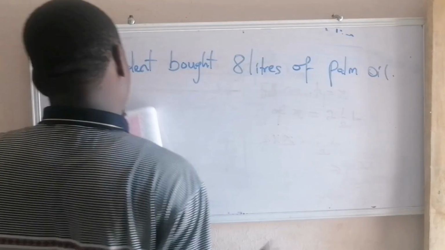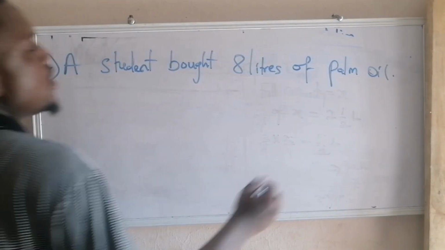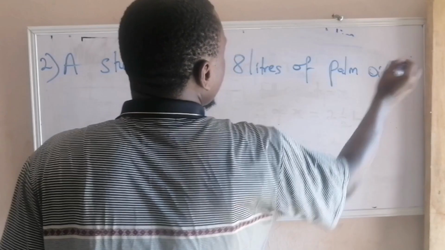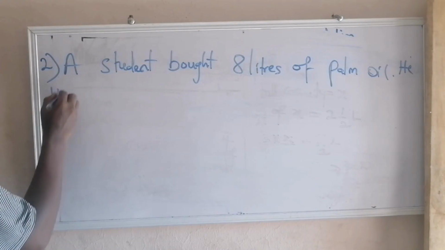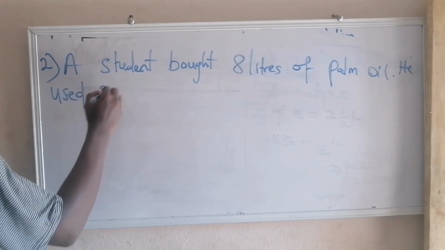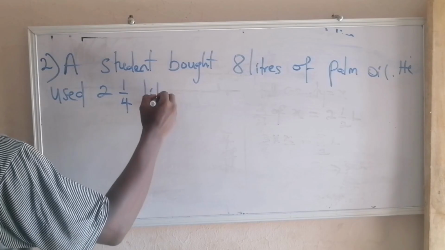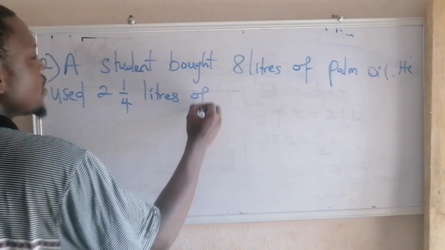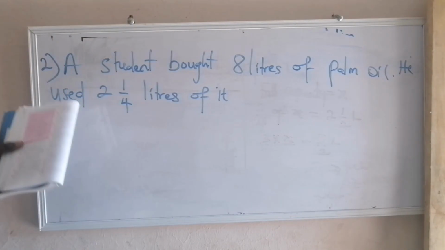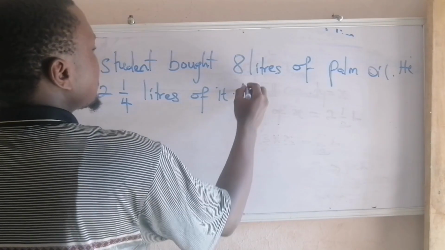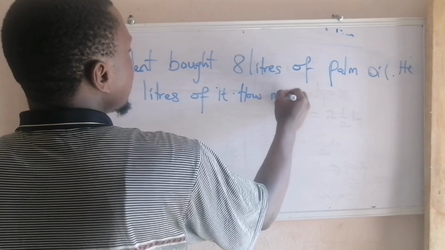He bought 8 liters of palm oil. He used 2 and 1/4 liters of it. How much oil is left? I think this is straightforward. How much oil is left?